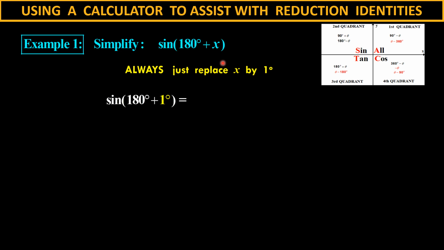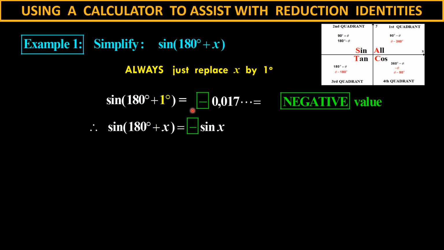So you enter in your calculator sine bracket 180 plus 1, close the bracket, equal, and that's your output. But just focus on the sign that you get there. So don't look at the decimal value. It tells you that the sine of 180 plus 1 is negative. So I know my answer must be negative. So if I want to reduce sine of 180 plus x, the calculator told me it's negative, and the 180, you can just drop the 180, so it just becomes negative sine of x, right?